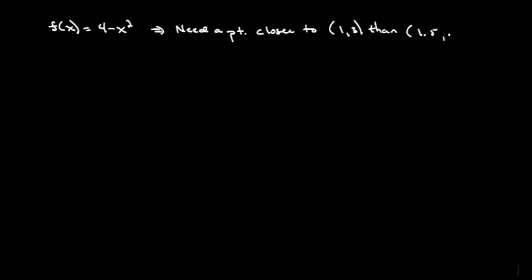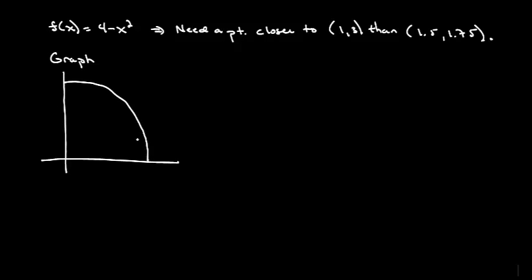So again, we start out with a function f of x, which is 4 minus x squared. And we need a point that is closer to the point 1,3 than the previous point that we used, which was 1.5 comma 1.75. Okay, let's go ahead and take a look at the graph. So this is just a quick sketch of what that looks like.